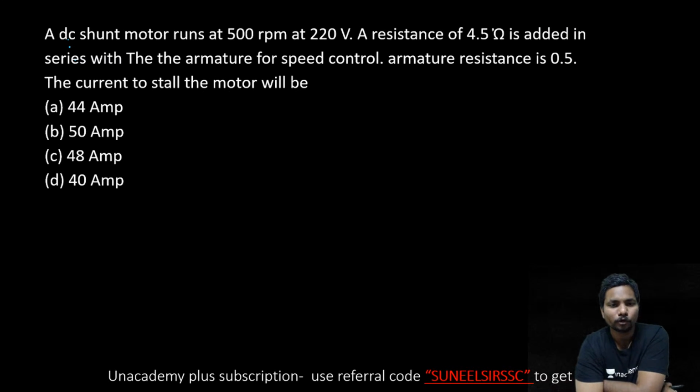The DC shunt motor runs at 500 RPM at 200 volts. A resistance of 4.5 ohms is added in series with the armature for speed control. The armature resistance is 0.5 ohms. The current to stall the motor will be dash. Very easy question.